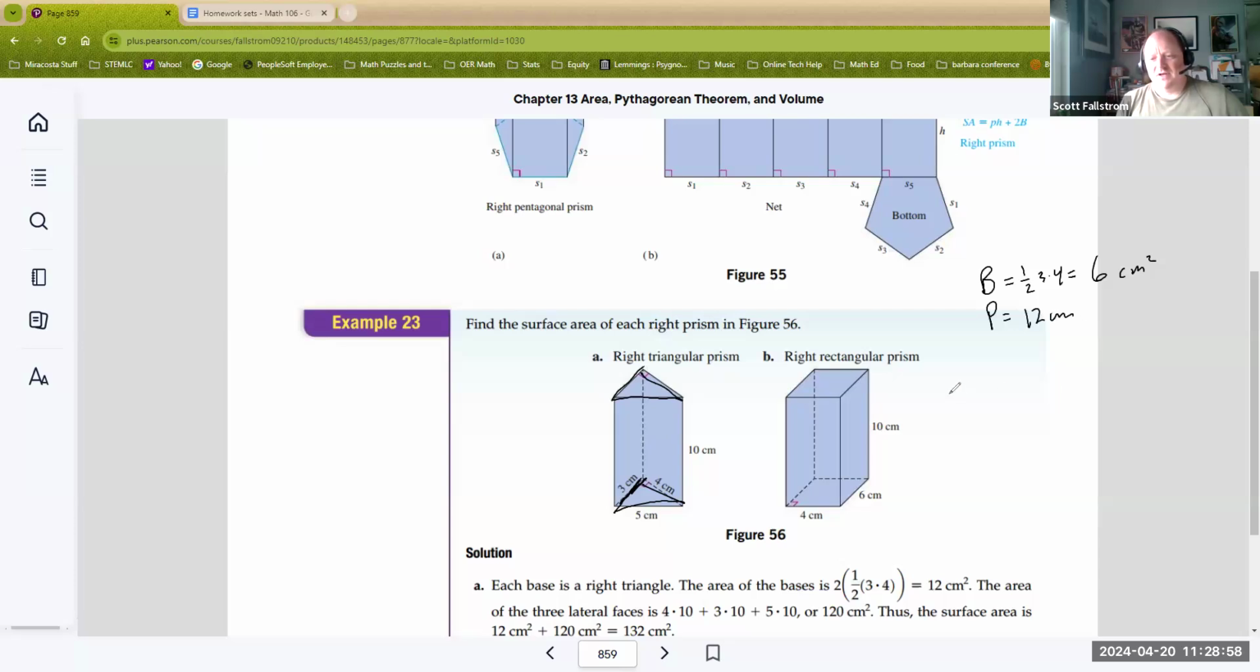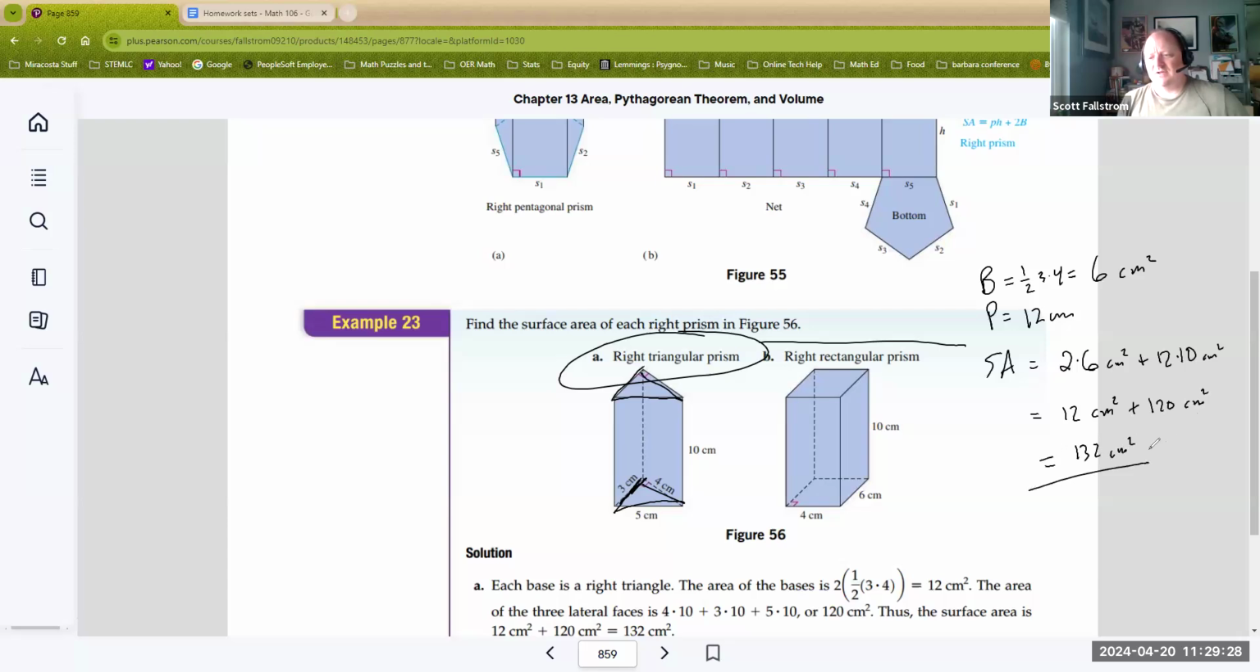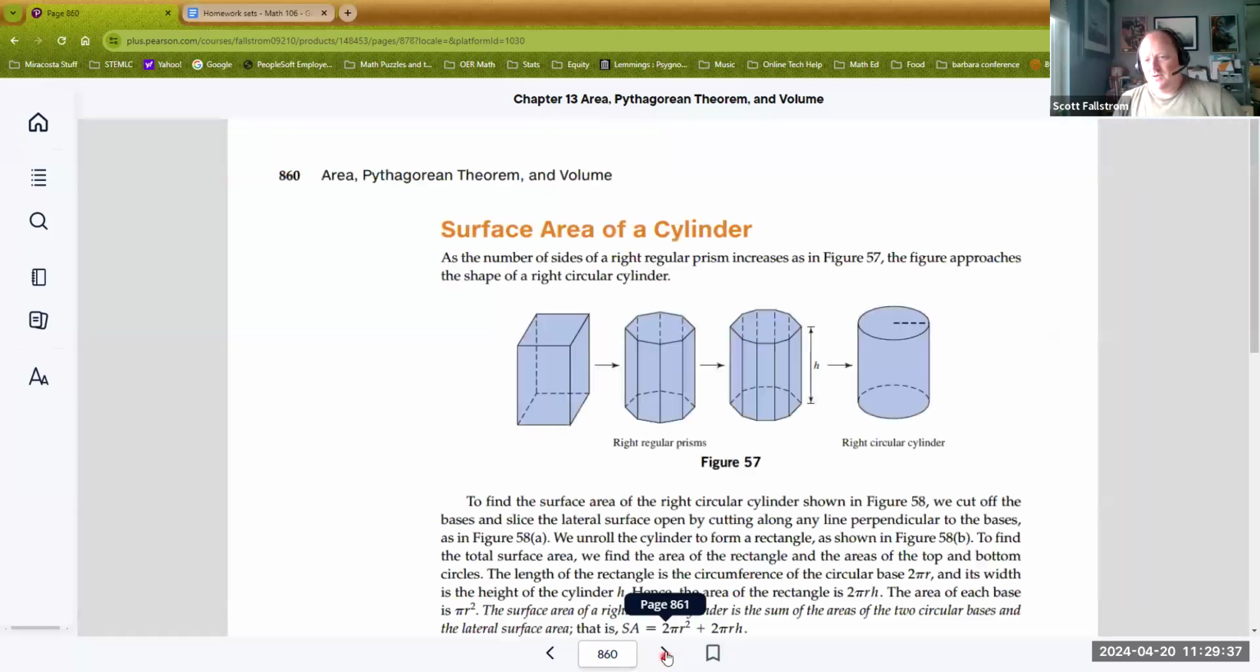So it's 12 centimeters. So the overall surface area is 2 times 6 centimeters squared plus 12 times 10 centimeters squared. So this is 12 plus 120. Your choice: you can multiply them out or you can factor it. It's up to you. I'll multiply them out this time. That gives me 132 square centimeters. Okay, that's the idea. Prisms, right prisms. All right.